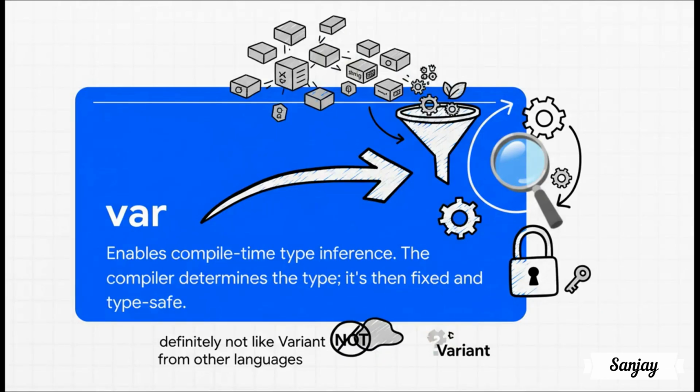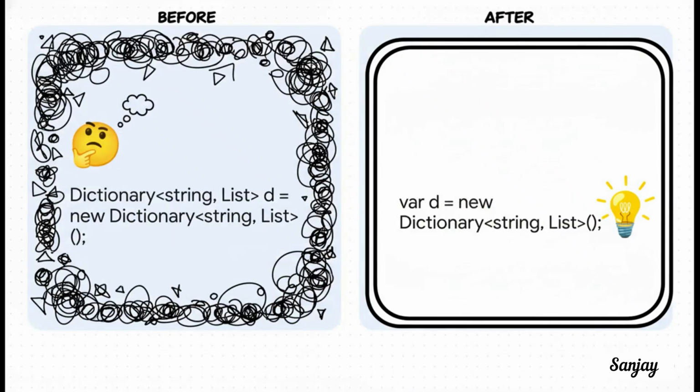Now, the most important thing to get right off the bat is this. var is not a new type. It's not some kind of variant that can change its mind later. It's what we call syntactic sugar. You're basically just telling the compiler, hey, you're smart, look at what I'm assigning on the right, and you figure out the type for me. And once the compiler does that, boom, that type is locked in, just as if you typed it all out yourself.